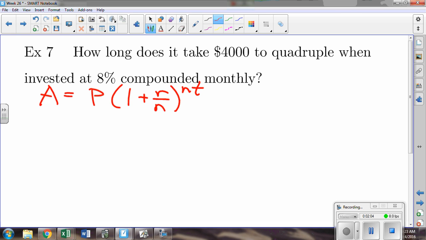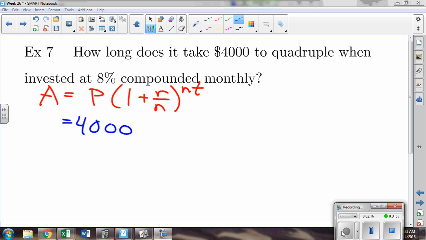All right, so let's start putting in the pieces that we know. What is the initial value? We're starting off with $4,000 to begin with. And if that value quadruples, it's going to give us $16,000. What is your interest rate? Well, 8% is 0.08. Compounded monthly gives us 12. And so we have 12 compounds times the number of years.